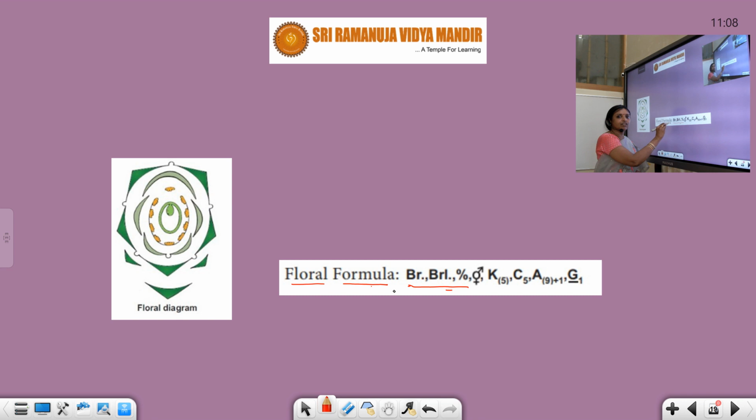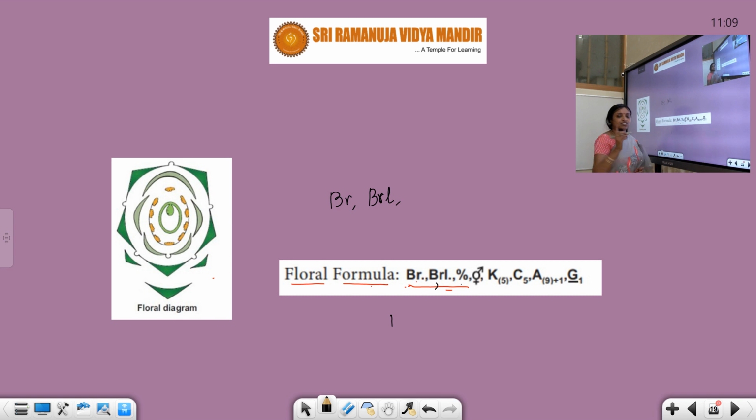So, let us see here: Br means bracteate. As it is a bracteate flower, in the flower we have seen that it is bracteate. So, bracteate means Br, and it is bracteolate also. So, bracteoles are present there. So, bracteolate. You have to write the starting letter in capital, bracteolate. And what is this percentage sign? This percentage sign represents that the flower is zygomorphic.